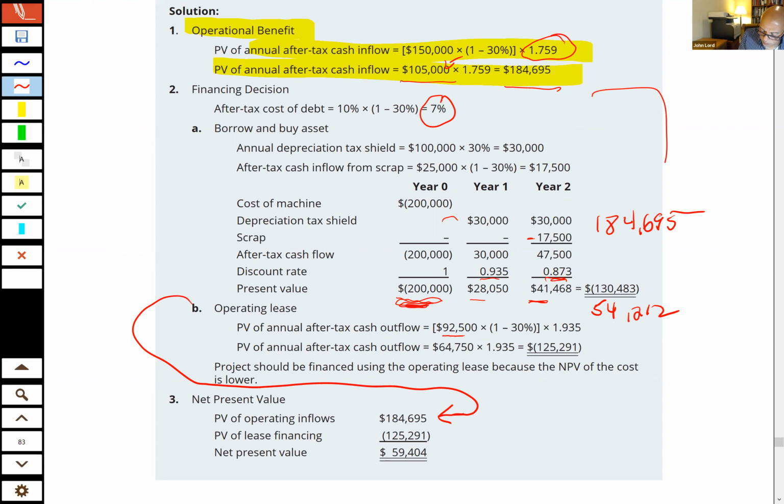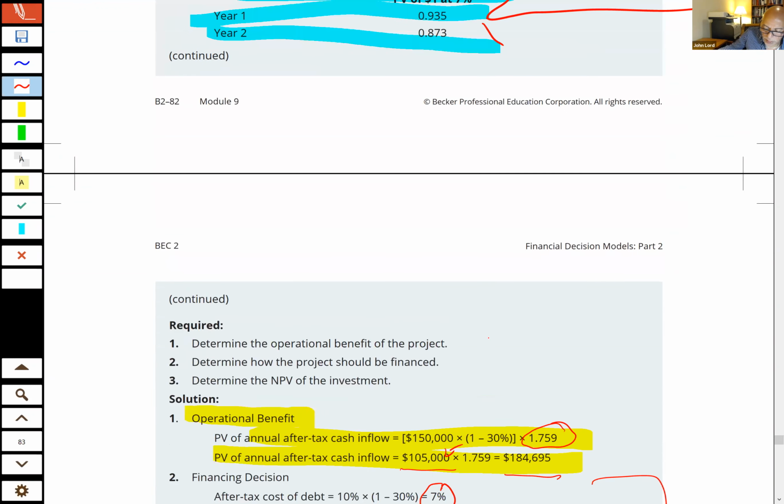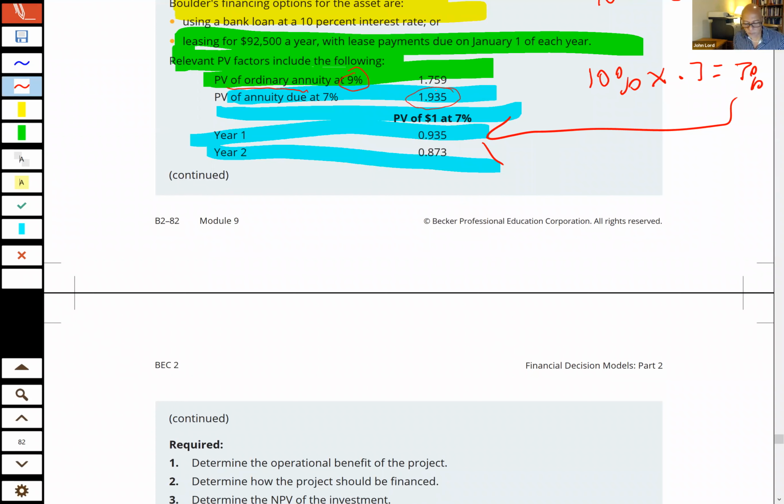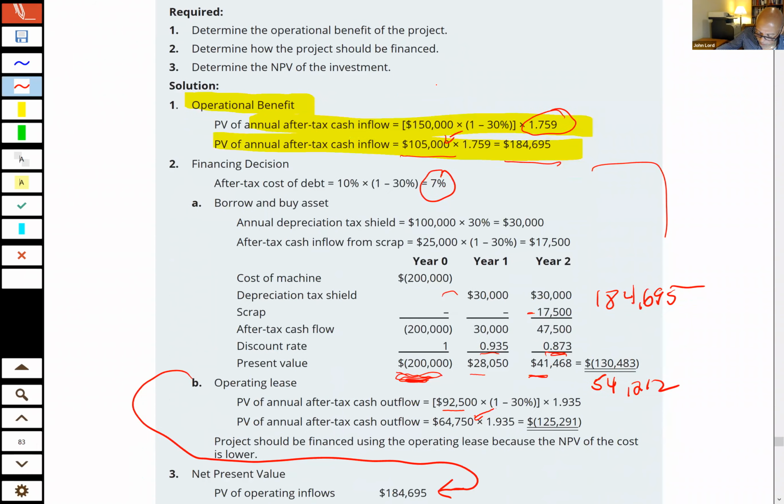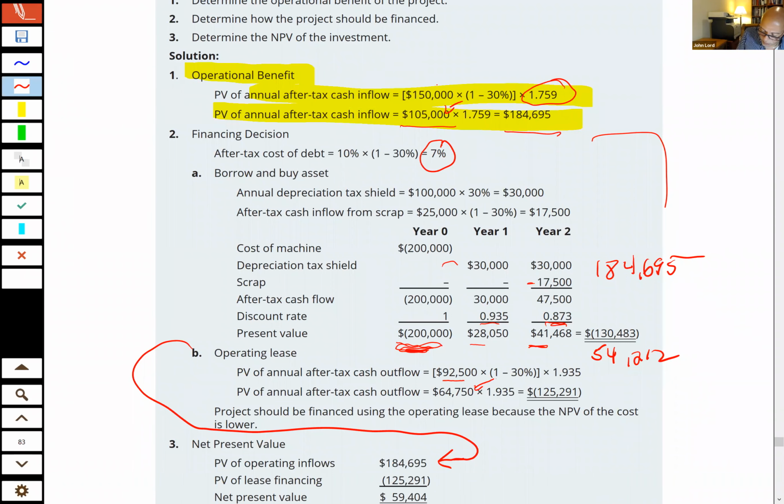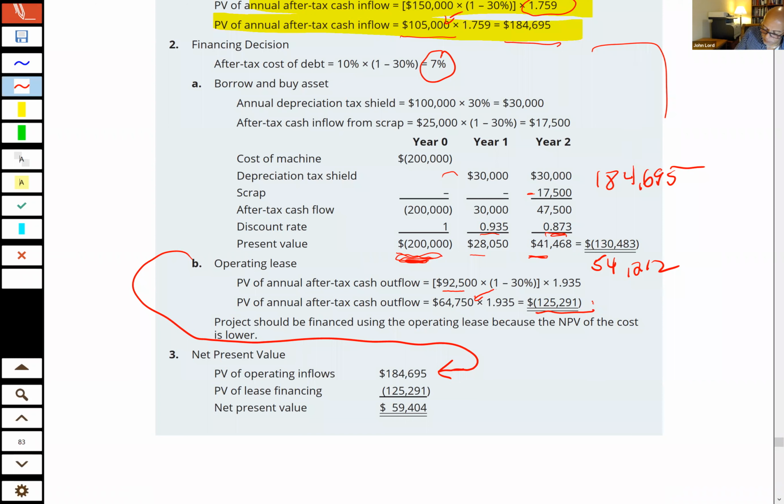Now, when I look at the leasing consideration, it's the 92,500 that I'm going to have to pay for the lease payments. 92,500 times 70% gives me 64,750. Again, 1.935. I have to use that 7% now, because they are basically using an annuity for those two payments. So I can now pick that factor up at 7%. When I do the math on that, I get 125,291. And again, they compare that to this 184,695. This had the higher net present value, so I select the option of leasing this.